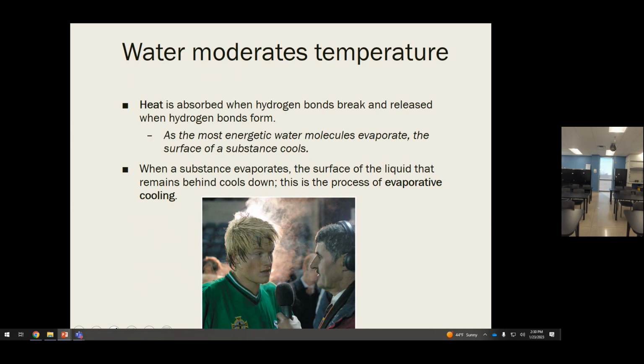Water is actually able to moderate temperature. As water evaporates, it cools. It takes heat with it. That's called evaporative cooling. And this is why when you rub your hands with hand sanitizer, your hands begin to feel cool. That's because water is evaporating. It's coming off the surface of your hands, taking the heat with it. And this is also how sweating works.